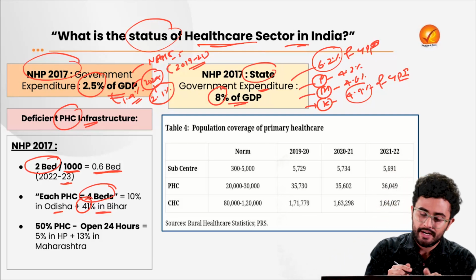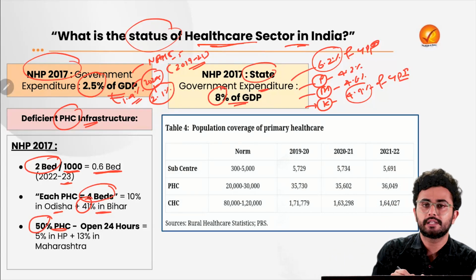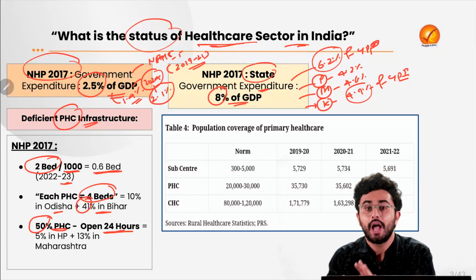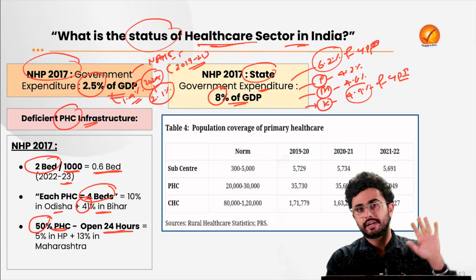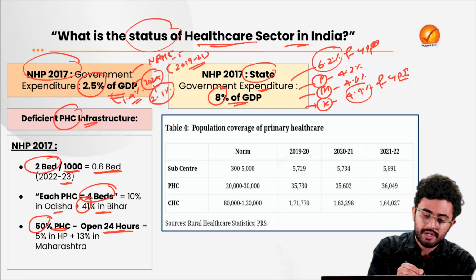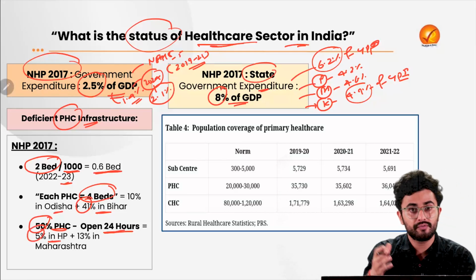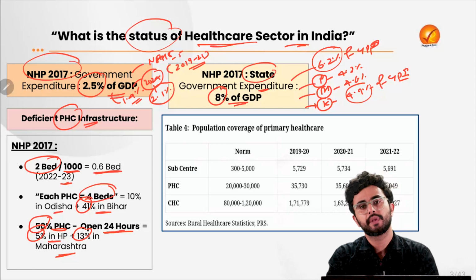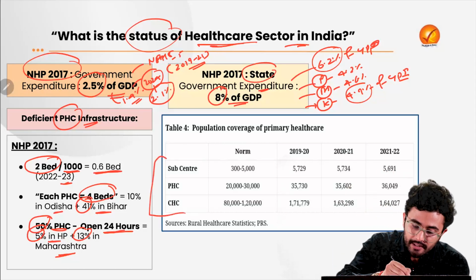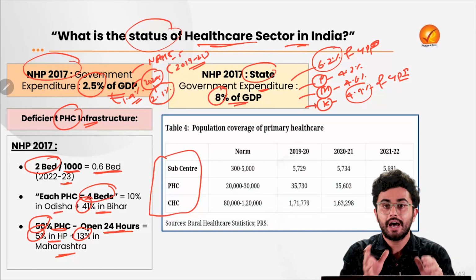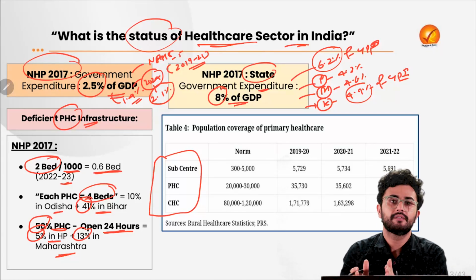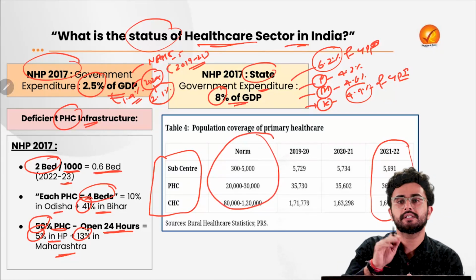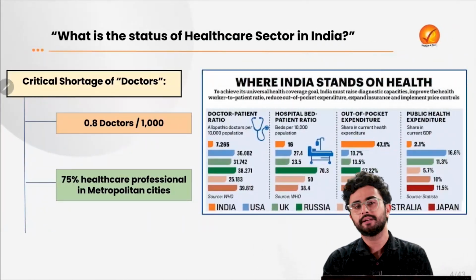Then it also stated that 50% of the primary healthcare centers shall be open for at least 24 hours. However, if you look at the state of Himachal Pradesh, only 5% of the primary healthcare centers are open 24 hours a day, and 13% in the state of Maharashtra. Also, the primary healthcare centers at all levels are actually covering more population than was envisaged under the National Health Policy of 2017.